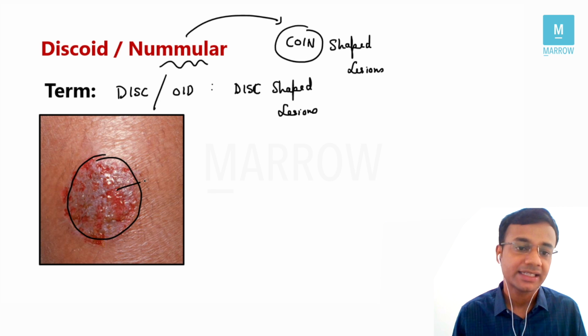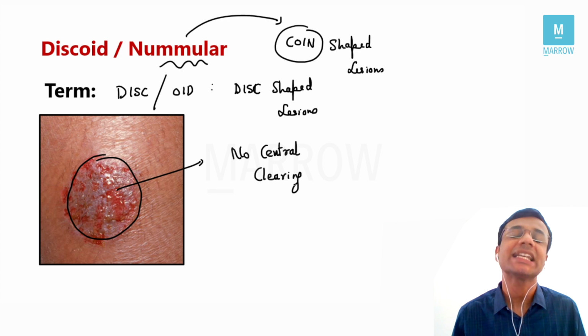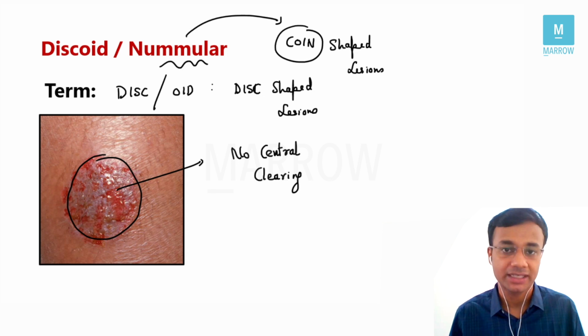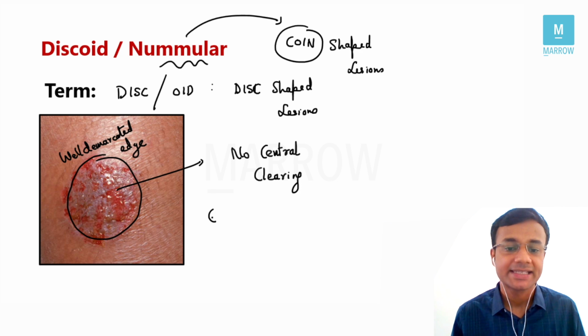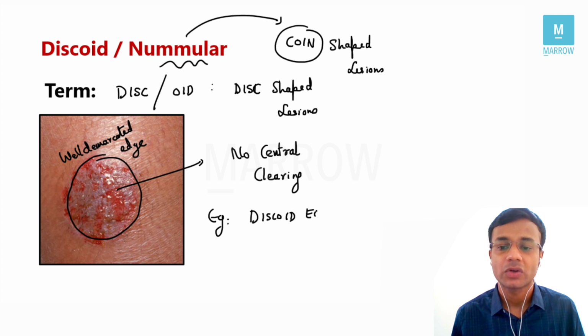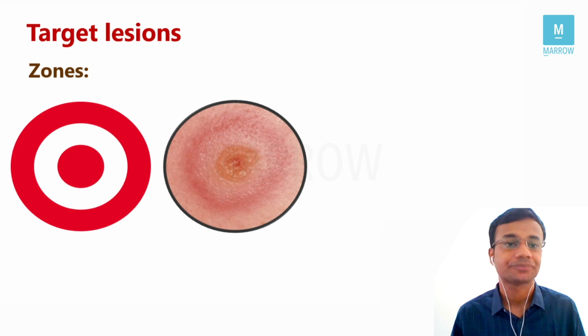You can see that there is no central clearing. So this is the most important take-home message here, wherein you should remember that in discoid lesions there is no central clearing and the lesion is active throughout and it has a well-demarcated edge. You get a well-demarcated edge, but the most important point over here is there is no central clearing. An example for this condition is discoid eczema. Discoid eczema is the most important example which you can remember in relation to discoid or nummular lesions.